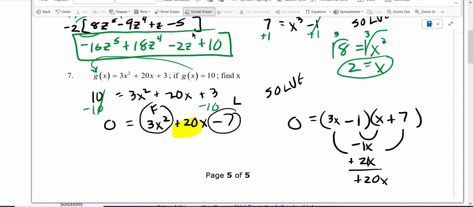Did anybody factor this in this class? All right, you did in the back. Anybody else? You did. Very good. You don't have to, but it is faster, isn't it? It is ultimately faster than the quadratic formula.